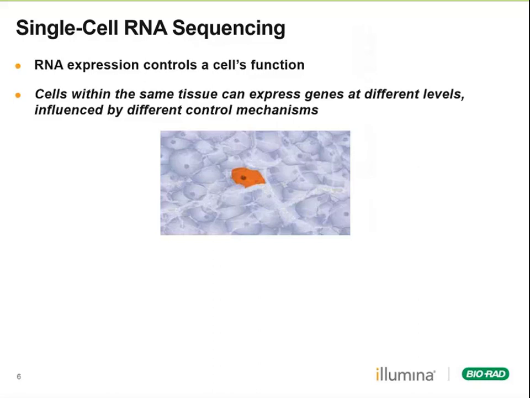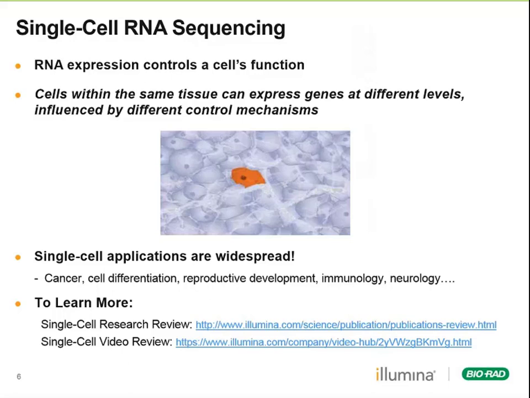We've just reviewed that RNA expression controls a cell's function at a given point in time. Here's a picture of a cell within a tissue. We've labeled it red, but otherwise it looks pretty much like all the cells around it. However, in some cases, if we look closely at this cell, there are signals coming from the environment and the other cells that we're not seeing that are actually resulting in genes expressed at different levels in this particular cell compared to the cells around it. This can lead to different outcomes, and so it's becoming more important to understand these variations in cell populations, which we do through single-cell sequencing.